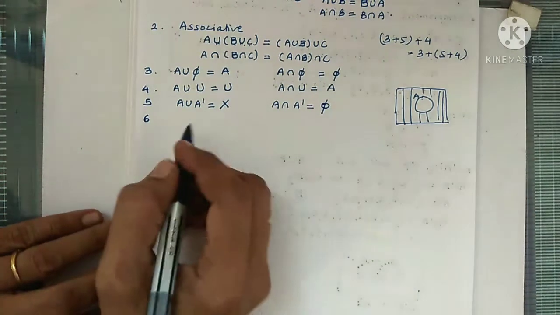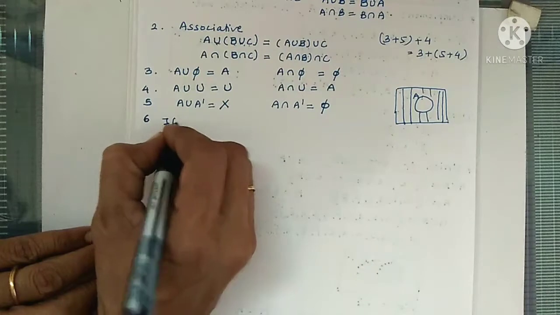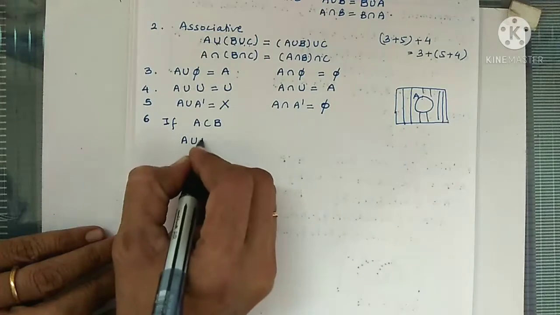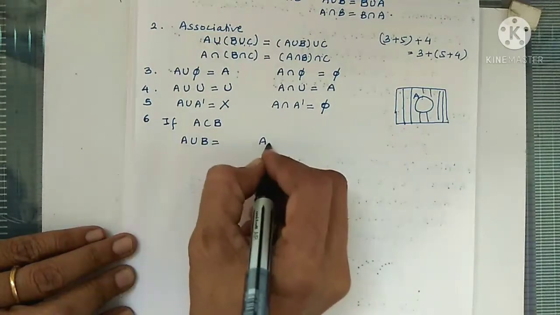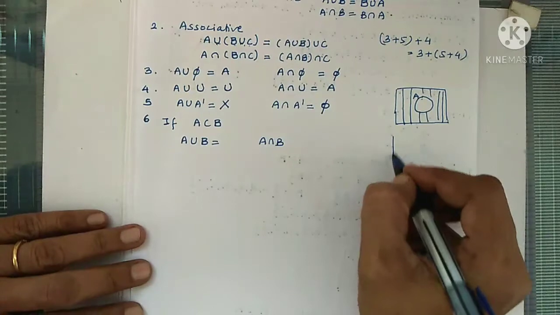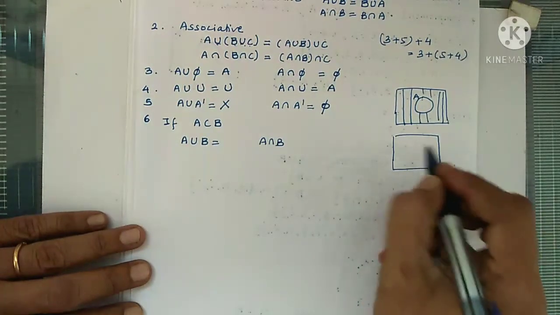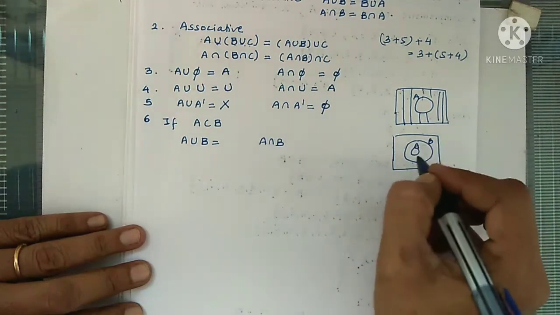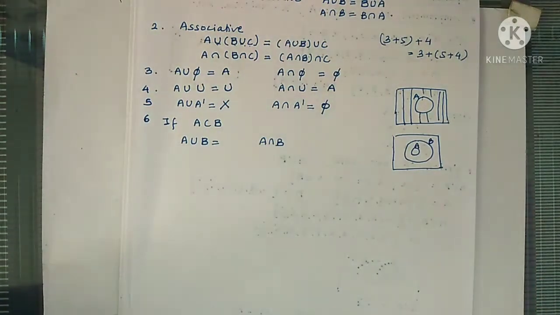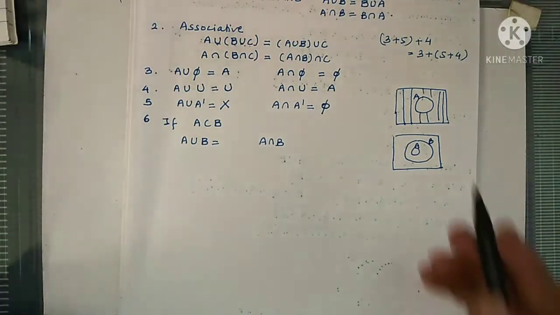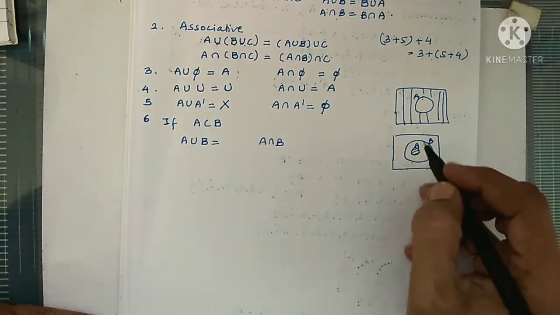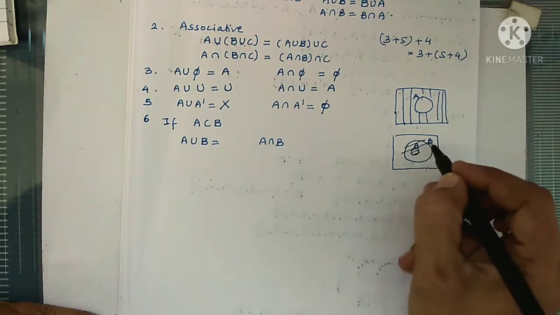Now property number 6 is, if A is a subset of B, what happens? If A is a subset of B, then we want to find out what A union B is and what A intersection B is. See here, if A is a subset of B, this is the diagram. Now if I want to take A union B, first of all I have to shade A. So this is the shading of A. I have to shade B also with the same type of shading. So this is B.